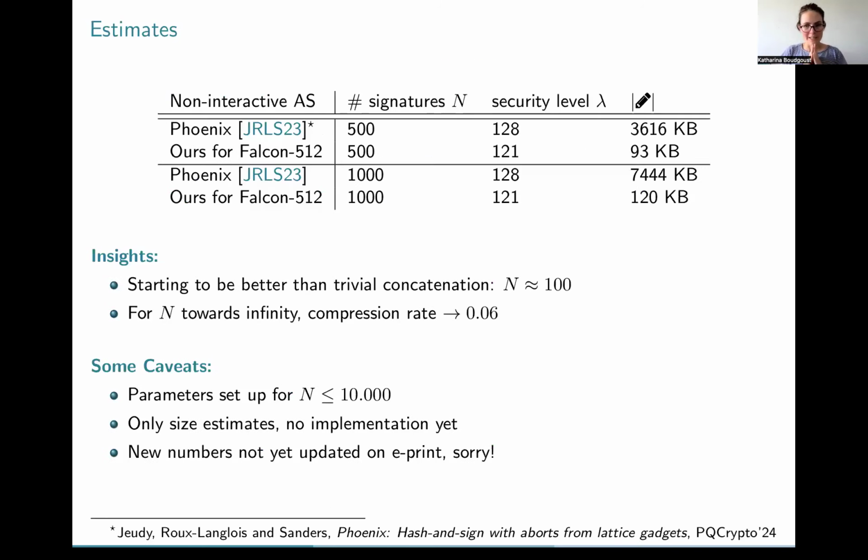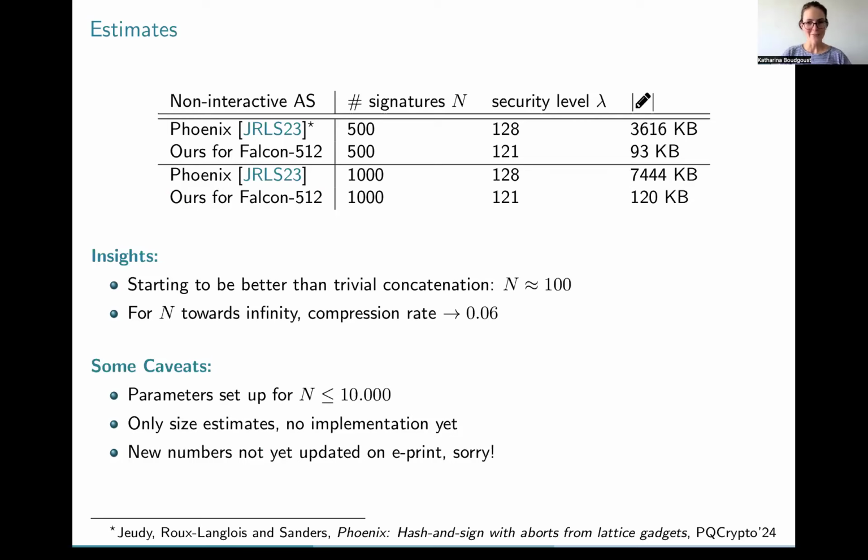But I guess what you all were waiting for were some numbers. And I can show you some numbers. The first thing is that they are not yet updated on the ePrint. I'm very sorry. We want to do this by the end of the week. So the numbers I show you today are not the ones you find on the ePrint, but the ones I show you are the right ones. And everything I show you are estimates. We haven't implemented it yet because we were waiting for an implementation of Labrador that was promised to us. And I think it's really on the way of being published soon, the implementation of Labrador. And then I think it makes sense to implement our aggregate signature.